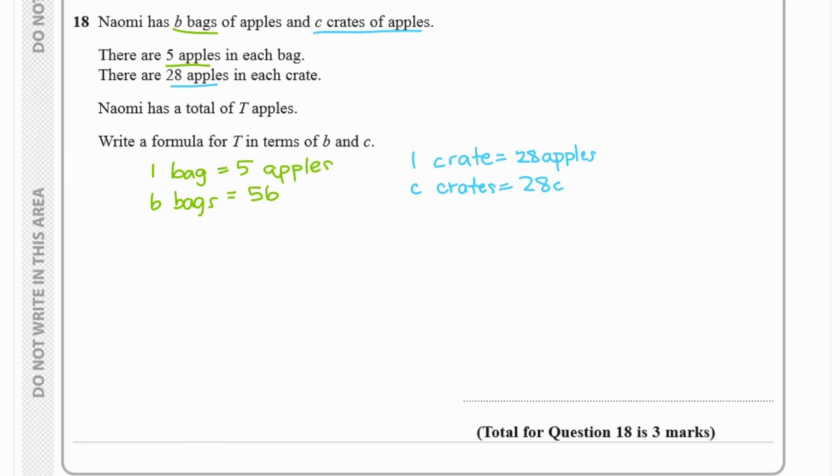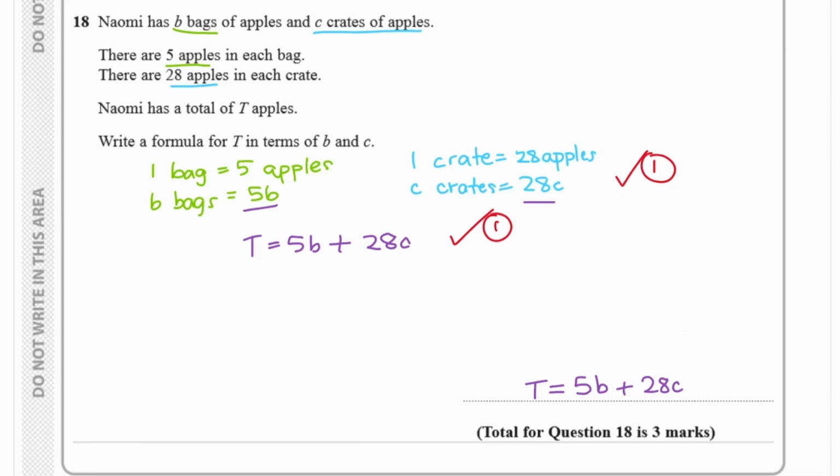The question is asking us to find the total number of apples. So in order to find the total, we would have to add these up. So the total T would therefore be equal to 5B plus 28C. This was a 3-mark question, so we would get the first mark for correctly finding the expression of 5B and 28C. We would get a 2nd mark for knowing that we need to add them to get a total, and we would get a 3rd mark for getting a correct final answer of T is equal to 5B plus 28C.